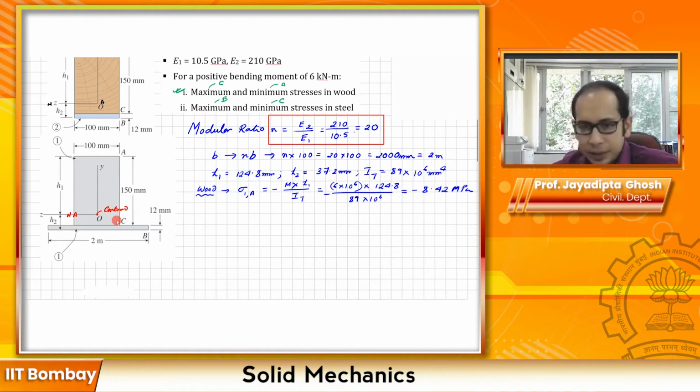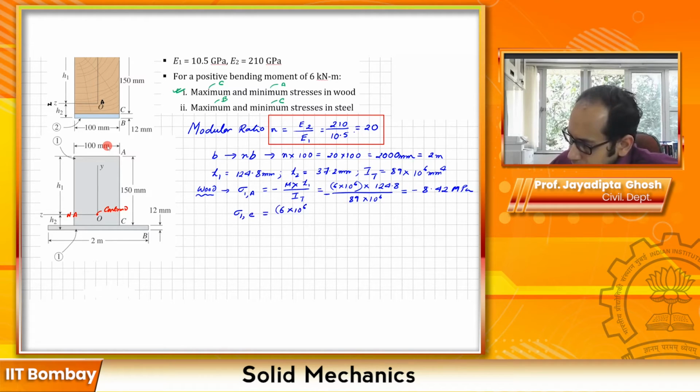So this is the minimum stress that you have over here, and the maximum stress is going to happen at this interface C over here. So sigma 1 at C will be similarly 6 into 10 raised to 6. It will be positive now because it's tensile, times this distance from here to here. So that is going to be h2 minus this 12 mm that we see, because we are not altering the height, remember. So it is going to be 37.2, because we calculated h2 as 37.2, minus 12, divided by the I of the transformed section, which is 89 into 10 raised to 6, and this one you get as 1.69 MPa.